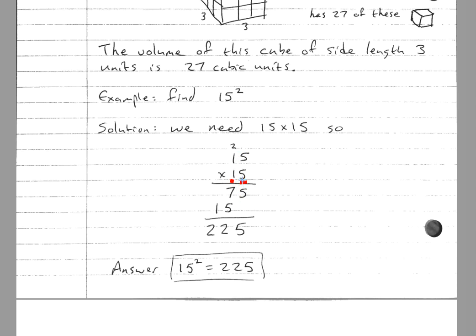And then multiply by the 1 in the tens place. So 1 times 5 is 5. It has to go here, starting in the tens, and 1 times 1 is 1. Add those two numbers, we get 225. So 15 squared is equal to 225.